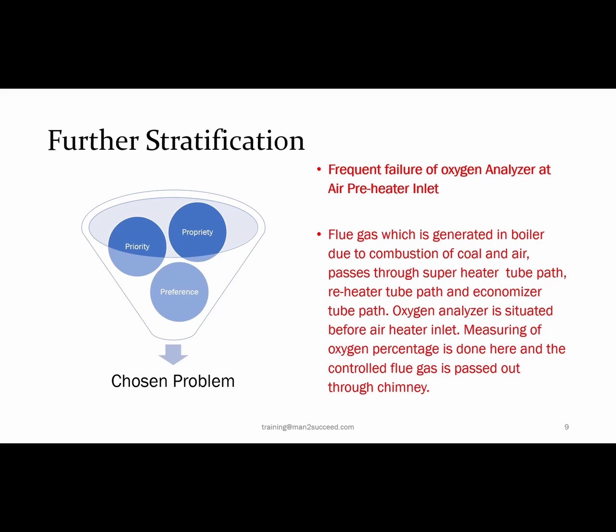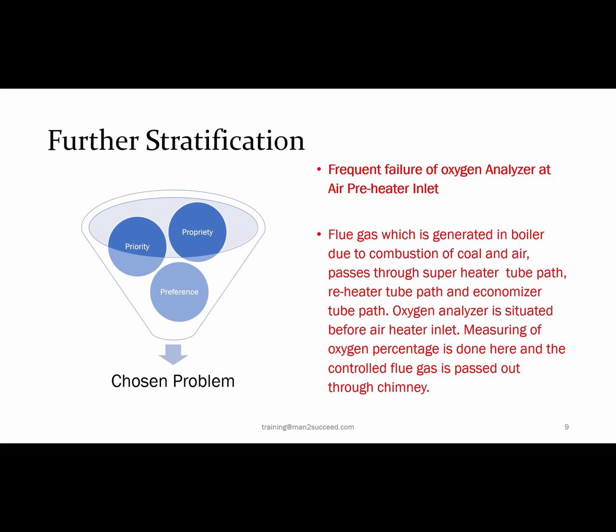The problem selected was frequent failure of the oxygen analyzer at the air preheater inlet. Here is how the process is done: flue gas, which is generated in the boiler due to combustion of coal and air, passes through the superheater tube path, then the reheater tube path, and the economizer tube path. Finally, a small amount of flue gas should come out, and the heat also should be very low.